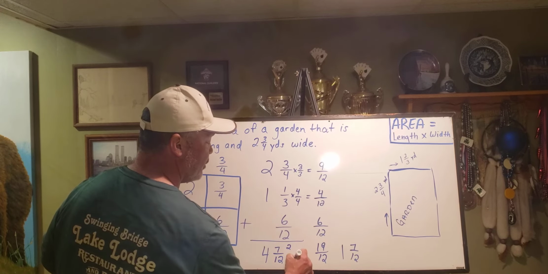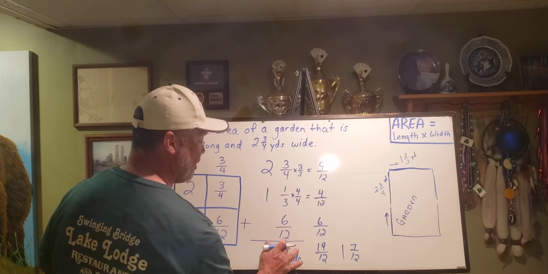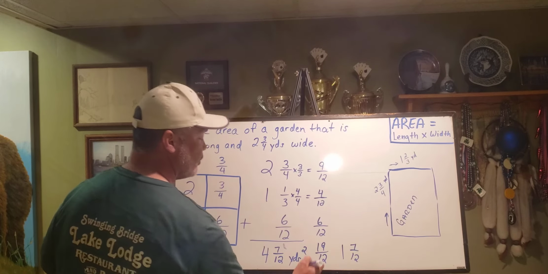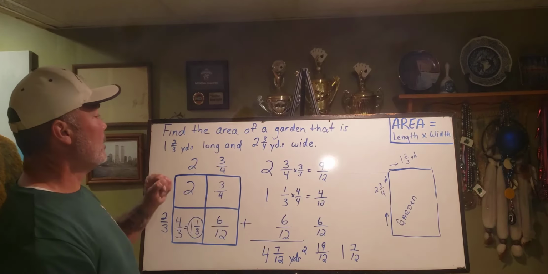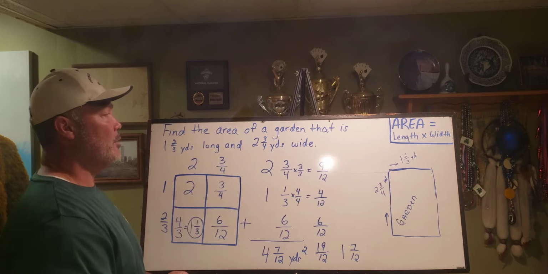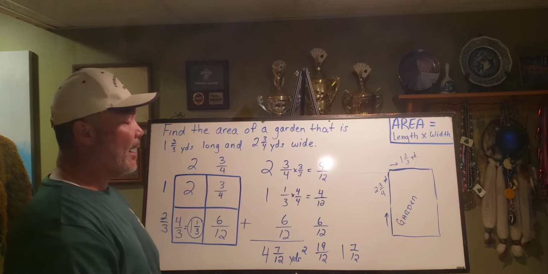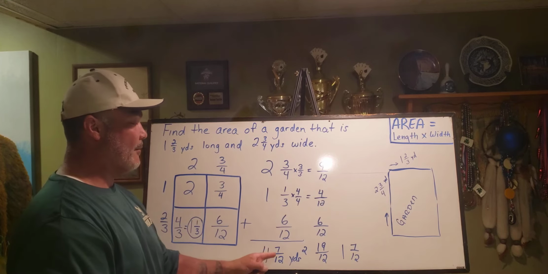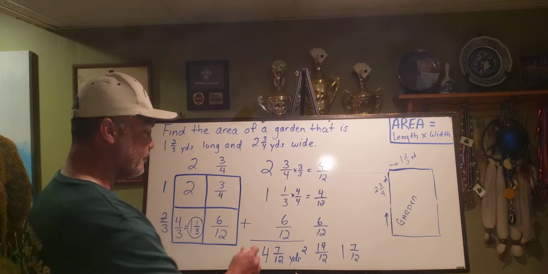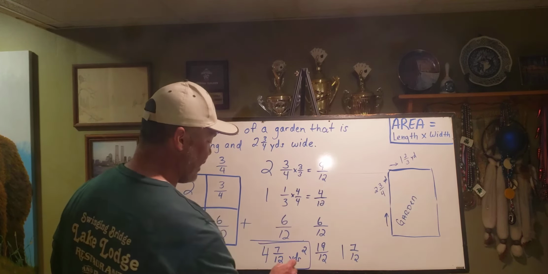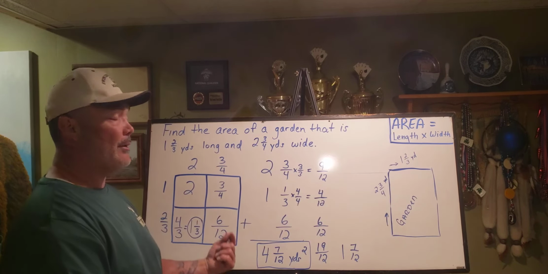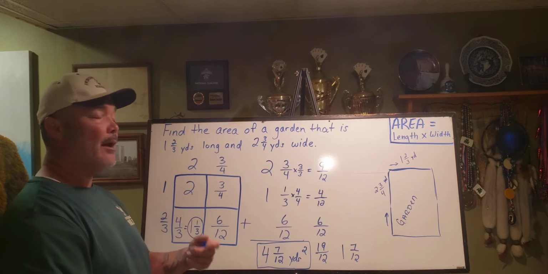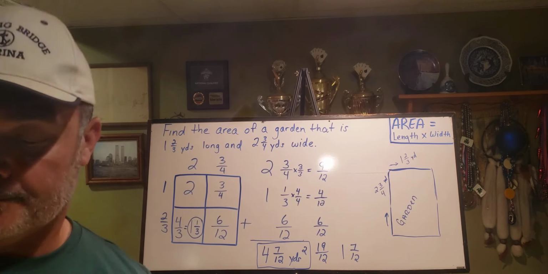And it's going to be yards squared. I'm sorry, let me fix that. Yards squared. So now you just took 1 2/3 yards times 2 3/4 yards, multiplied it for the area, and you got 4 7/12 yards squared. This is your final answer. So now I'll pause the video, and I'll show you a different way using improper fractions on how to get the same result.